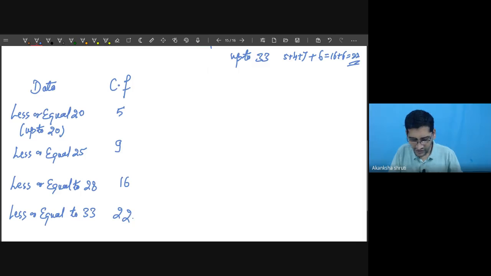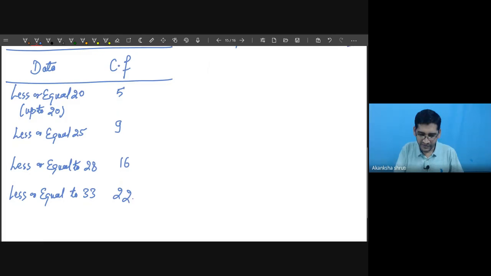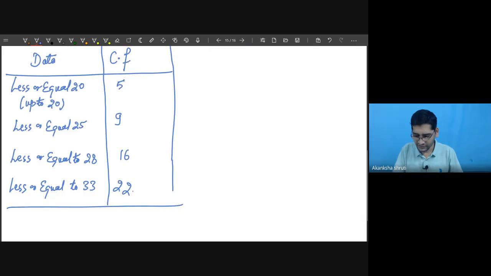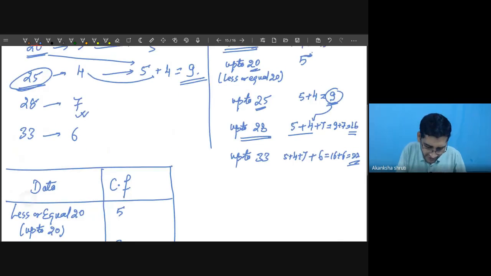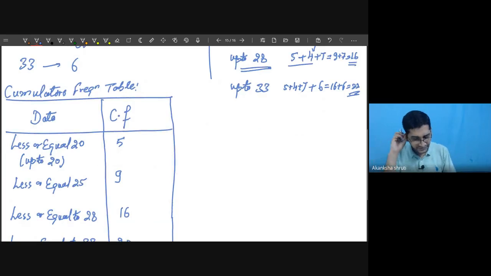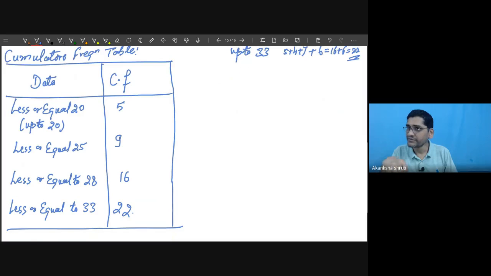So this way, student, writing this new table from the given frequency table is called a cumulative frequency table. Okay, student? This is the cumulative frequency table. So this way we have understood that the cumulative frequency table can be written from the frequency table.